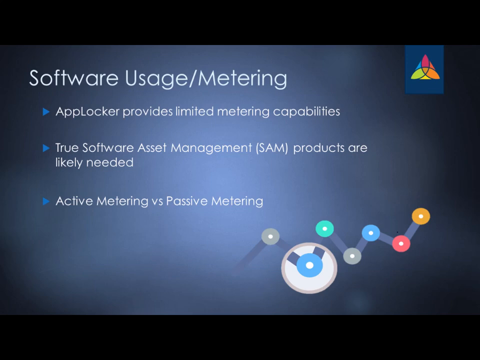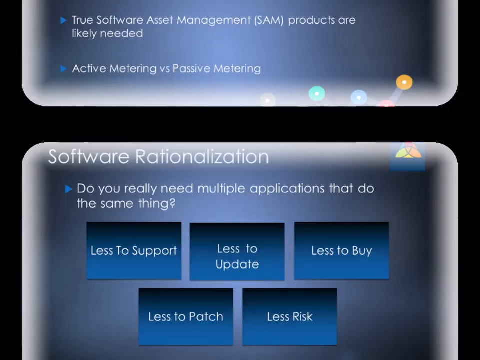There are two kinds of metering: active metering and passive metering. With active metering, you can halt the execution of an application when too many concurrent licenses are in use. If you have 10 licenses and an 11th person goes to run it, they'll be prevented from doing so. Whereas with passive metering, usage is recorded to allow for valuable reporting, and then you can buy more licenses or renew fewer licenses as usage dictates, reactively.